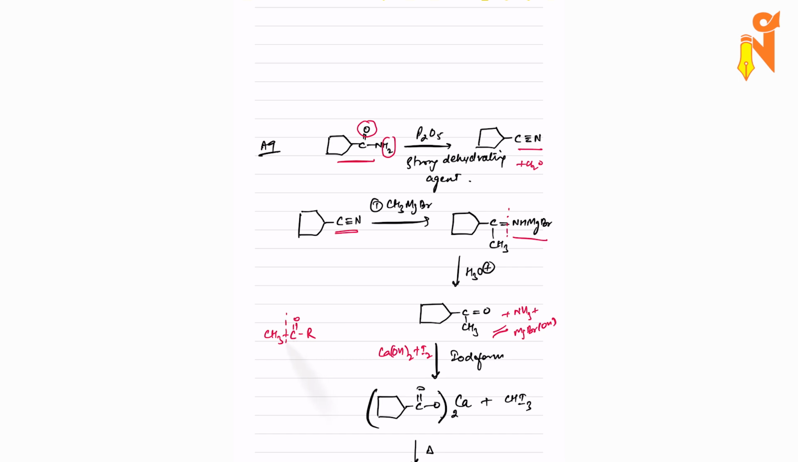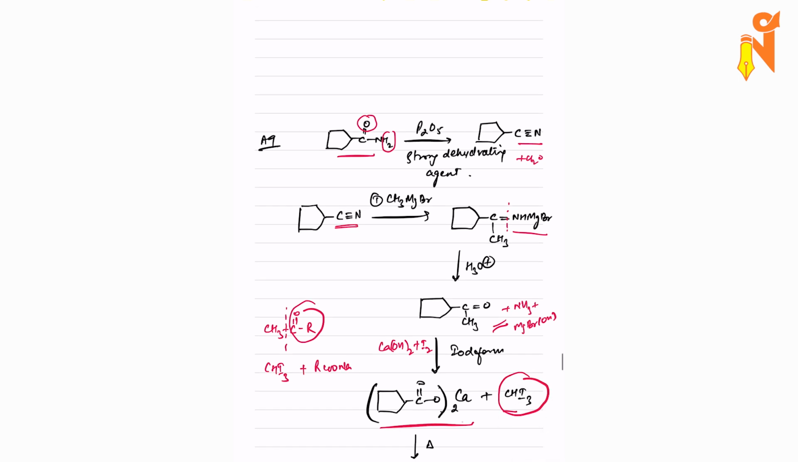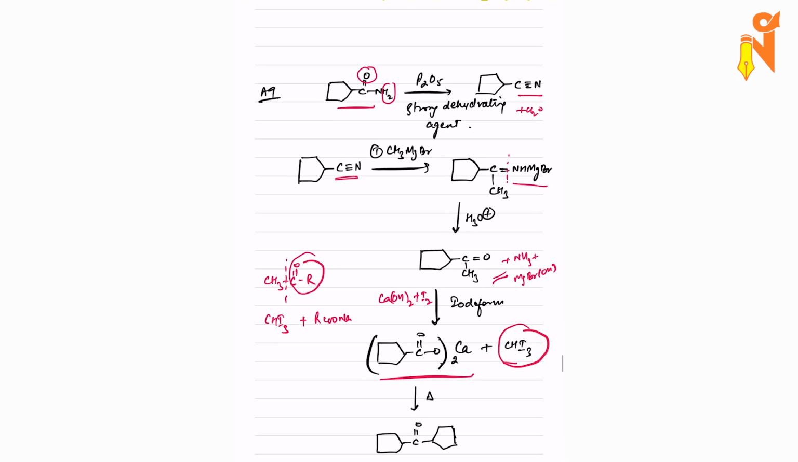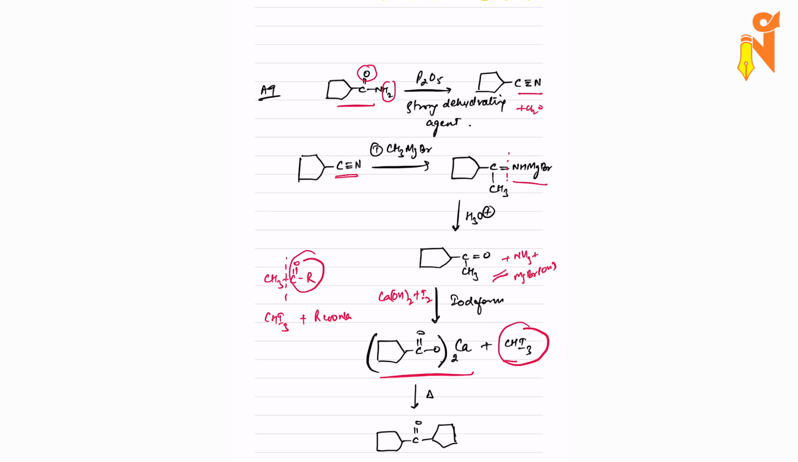So basically this cleaves from here. It forms CHI3, this is iodoform, and this part forms RCOONa, which is a sodium salt of carboxylic acid. Here it will form the calcium salt of carboxylic acid and CHI3, so iodoform is generated. Now this molecule can further undergo dry distillation and convert into, so it is something like this. This is what we have achieved after the reaction.